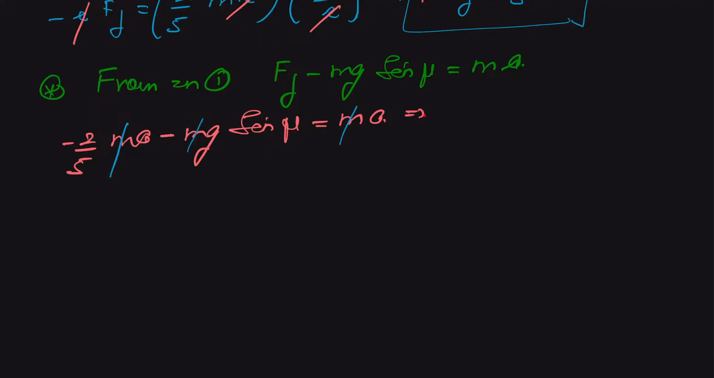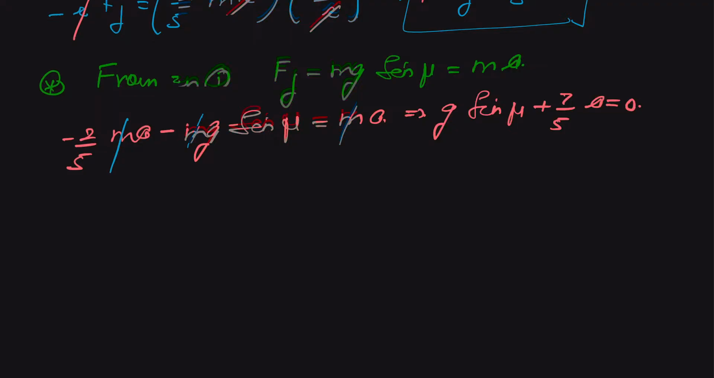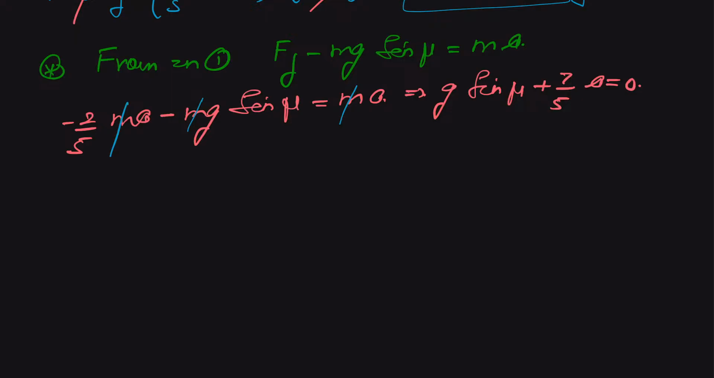So from here we can write that g sine of mu, and this will be coming as plus 7 by 5 times a is equal to 0. Okay, now it is a simple calculation. In this case we have to remember that we are given that the angle is very small, therefore we can use the small angle approximation, sine of mu is approximately equal to mu. Therefore we get g mu plus 7 over 5 a is equal to 0.